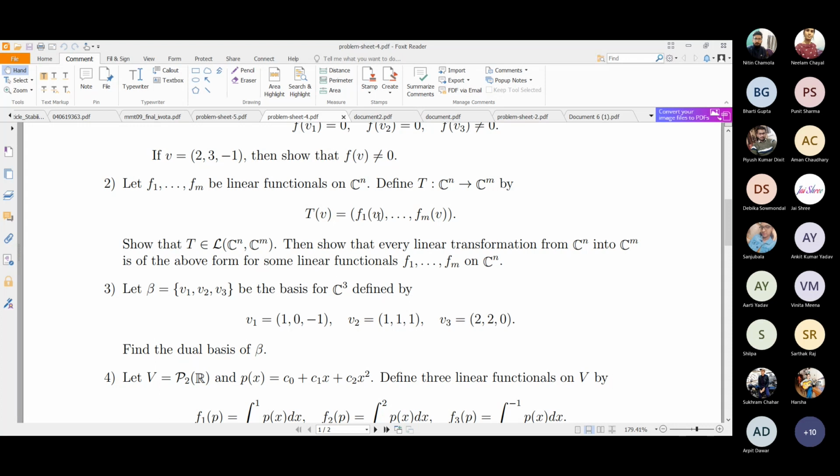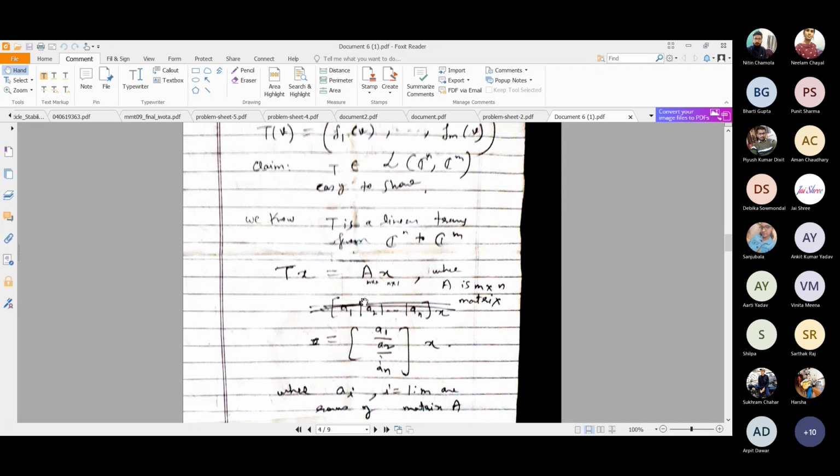f1 of v equal to A1 v, and f2 of v equal to A2 v, and so on. Then again, these are linear functionals. Then you can claim that this T is represented by these linear functionals. So let us see what I was just saying.